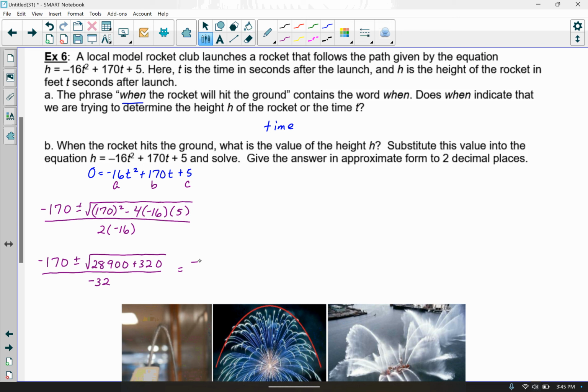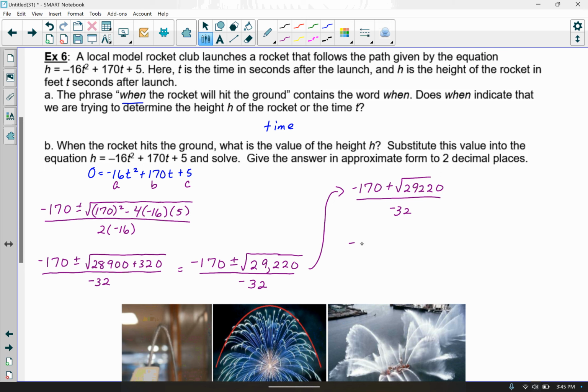All right, so I'm going to go another step here. I got negative 170 plus or minus the square root. Clean up that inside there, and I have 29,220 all over negative 32. So then that's giving you two answers that you then need to explore and see which or both work for us. So I have negative 170 plus the square root of 29,220 over negative 32. And then I have negative 170 minus the square root of 29,220 over negative 32.